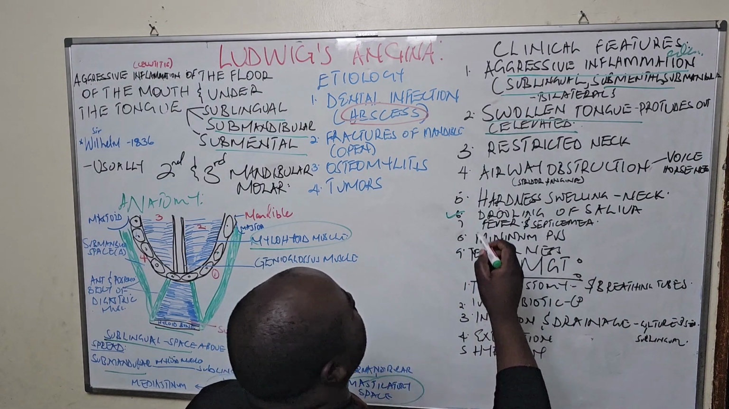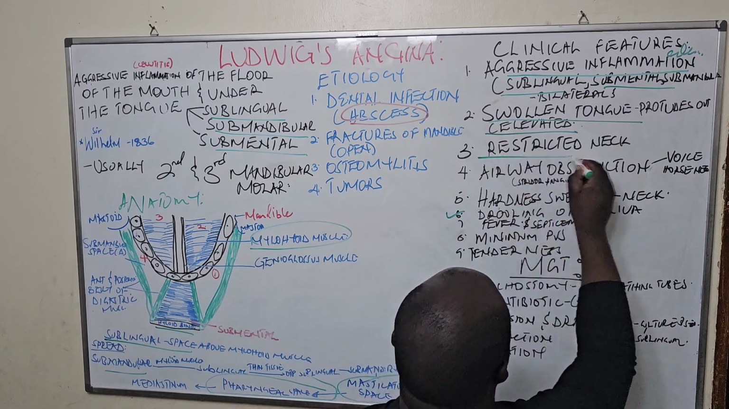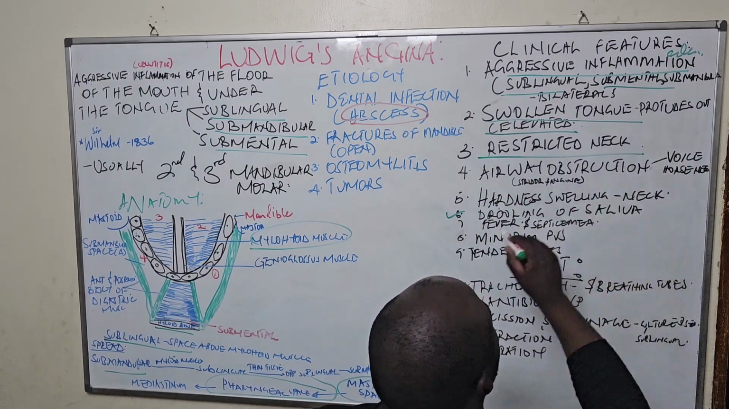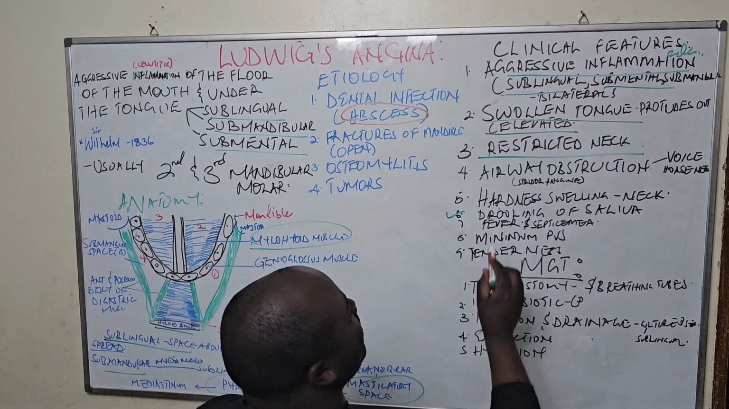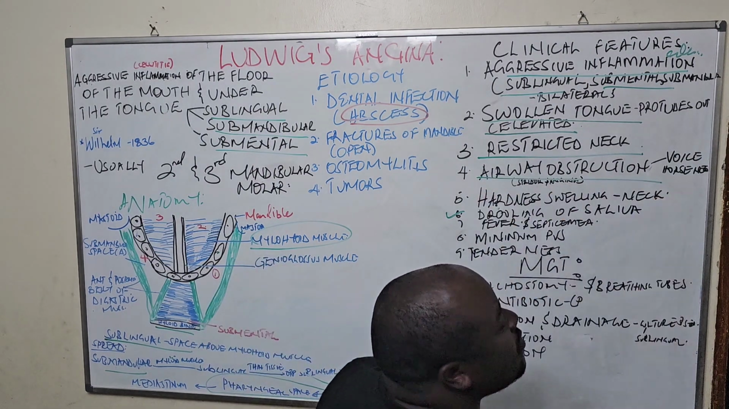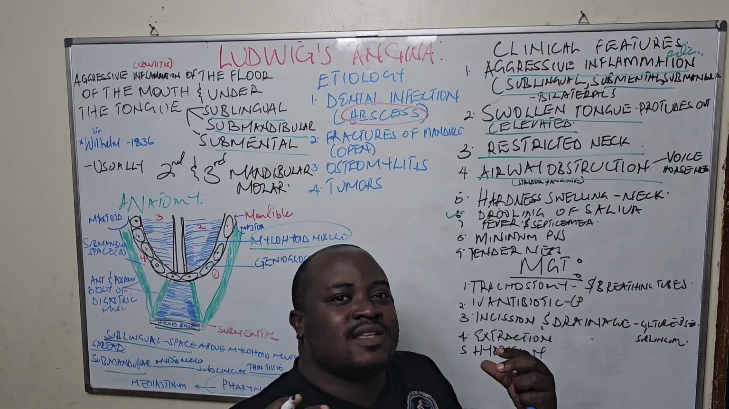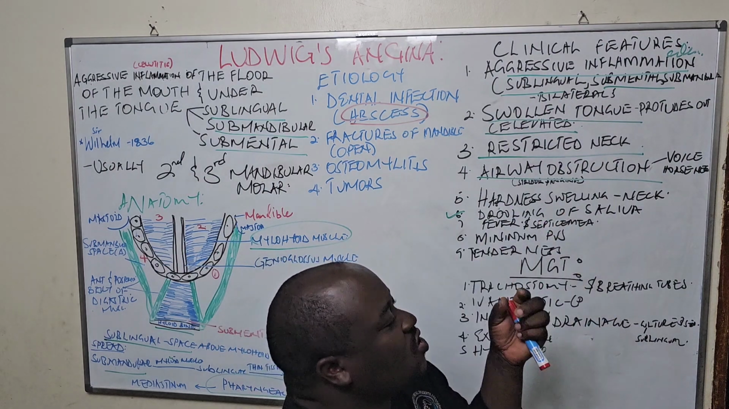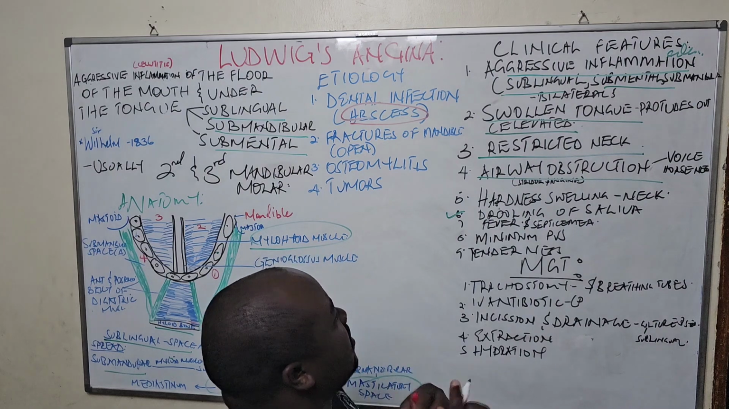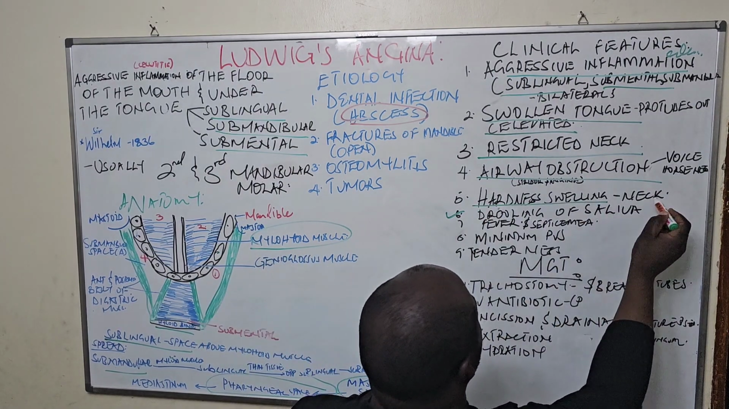This is very important. The restricted neck or hard neck. And now another one, we have airway obstruction. Someone will not even be able to pronounce the words well. There is stridor. There is hoarseness of the voice. There is hardness in the neck, as you have said.